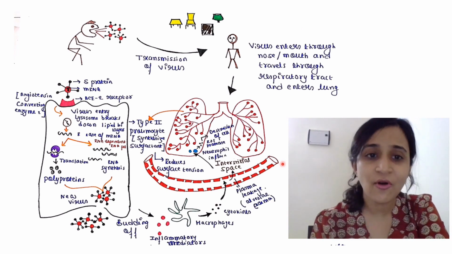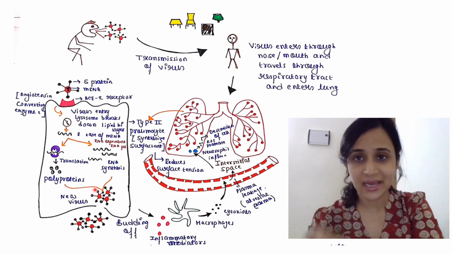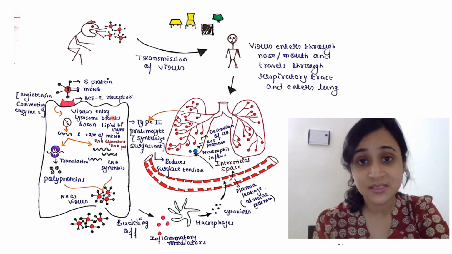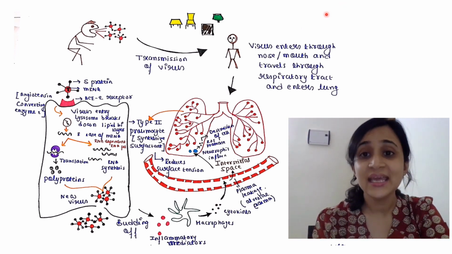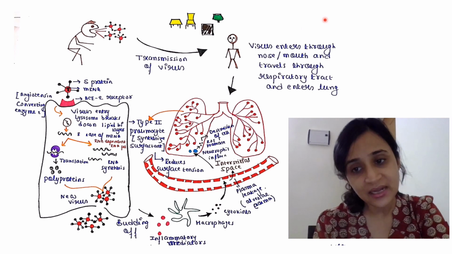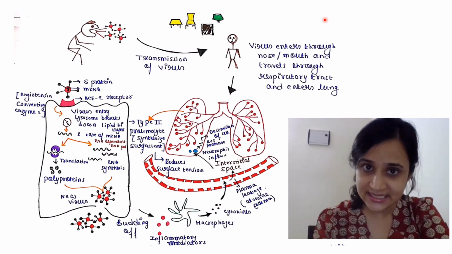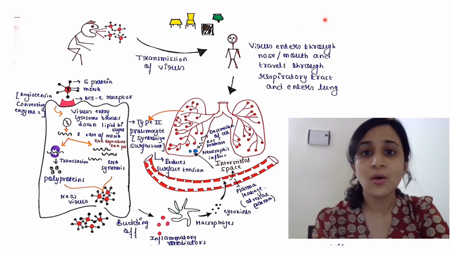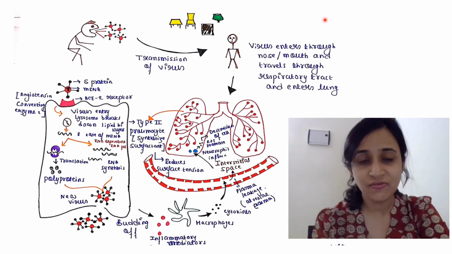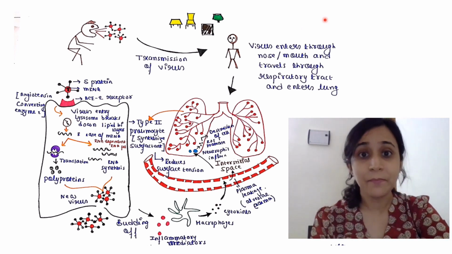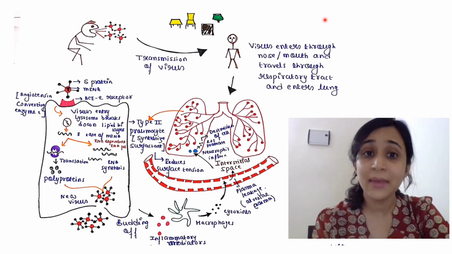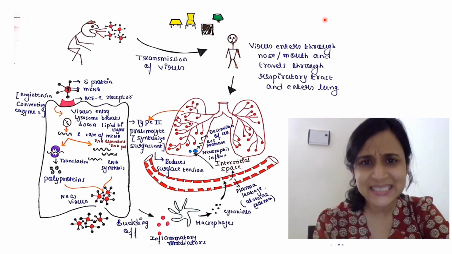And apart from the type 2 pneumocytes, ACE2 receptors are also present in enterocytes. Enterocytes are the intestinal cells. That's why COVID-19 can also infect those cells, and patients with COVID-19 may also present some distinct gastrointestinal symptoms.